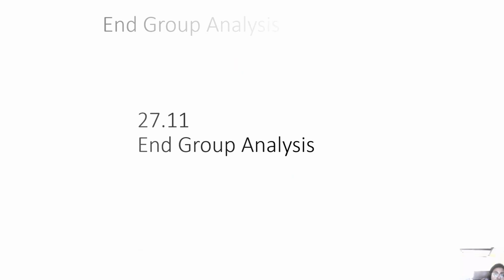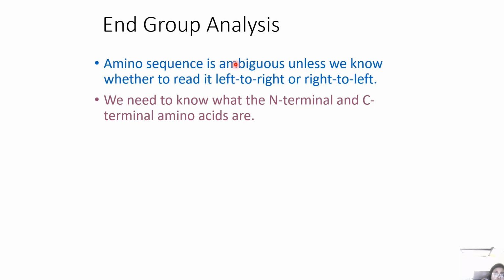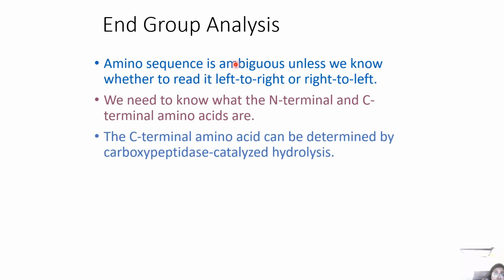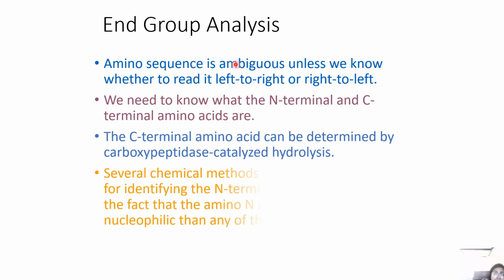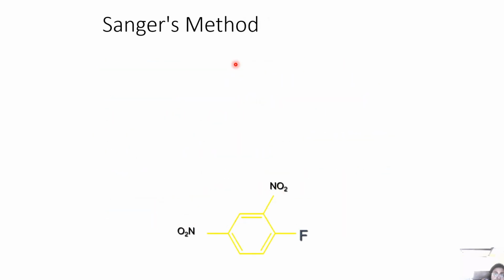How do we do the end group analysis? An amino acid sequence is ambiguous unless we know whether to read it left to right or right to left. We need to know what the N terminal and C terminal amino acids are. The C terminal amino acid can be determined by carboxypeptidase catalyzed hydrolysis. Several chemical methods have been developed for identifying the N terminus. They depend on the fact that the amino nitrogen at the terminus is more nucleophilic than any of the amide nitrogens.